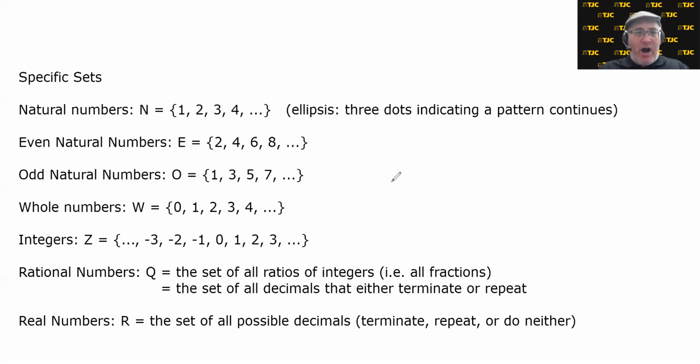So these are some specific sets of numbers that we are going to be seeing. More often than not, it will probably be the natural numbers or the whole numbers. We might peek into the integers every once in a while. Rational numbers and real numbers, we won't talk about too much in depth in this class.